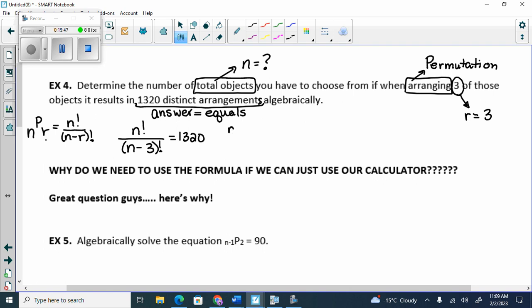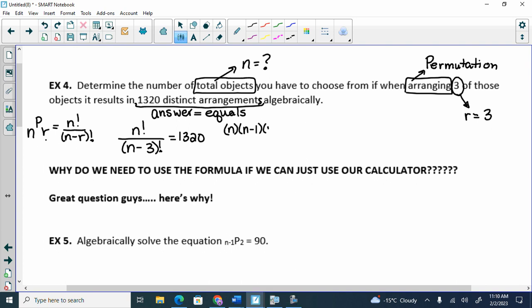So n factorial, oh, that's one more expanding, would be n times n minus 1 times n minus 2 times n minus 3 factorial over n minus 3 factorial. And it equals 1,320. Do you see how I set it up? This one's specifically in here because you can't solve it yet, just so you know.